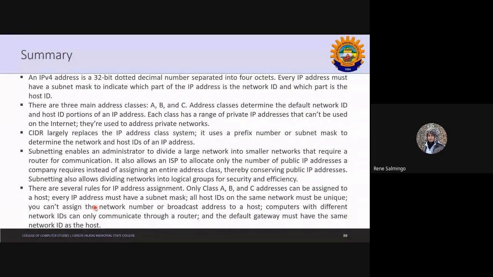The last summary is that there are several rules for IP address assignment. Only class A, class B, and class C addresses can be assigned to a host. Every IP address must have a subnet mask, and all host IDs on the same network must be unique. You can't assign the network number or broadcast address to a host. Computers with different network IDs can only communicate through a router, and the default gateway must have the same network ID as the host.